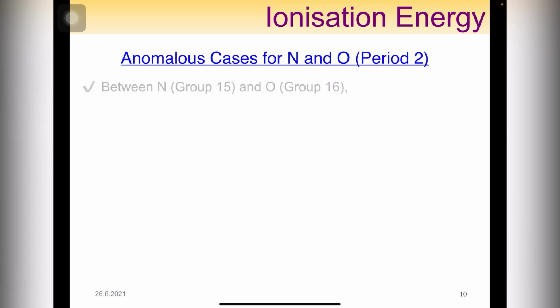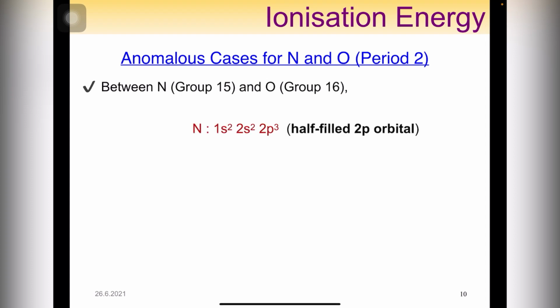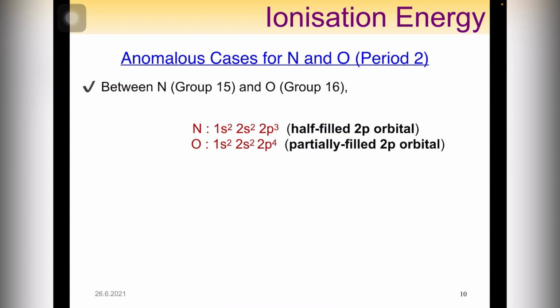Okay, for nitrogen and oxygen, nitrogen is in group 15 and oxygen in group 16. These are the electronic configurations for nitrogen and oxygen, and you can see that in the 2p orbital of nitrogen, we know that a full p orbital is 6 and half of the p orbital is 3. So for nitrogen, it is a half-filled 2p orbital, while for oxygen there are 4 electrons in the 2p orbital, and we call it a partially filled 2p orbital.